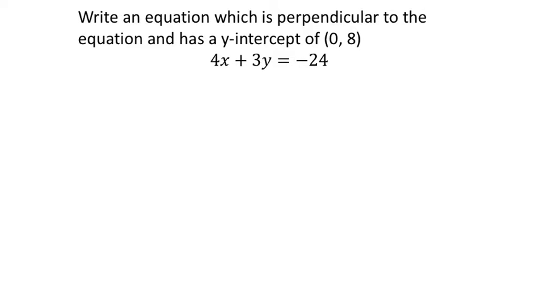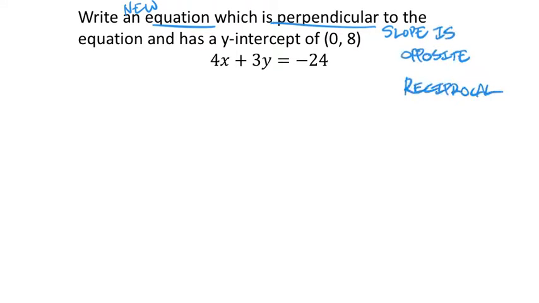So in this example, we want the new equation. Again, it's going to be a new equation, but this line is going to be perpendicular this time, all right? So for the perpendicular line, we know the slope will be the opposite reciprocal. The opposite is the sign, and the reciprocal is just flipping the fraction, okay? But we need the original slope, by the way.